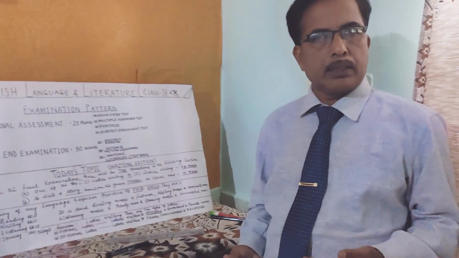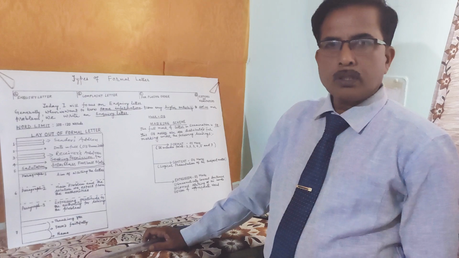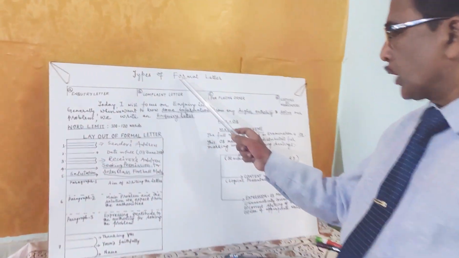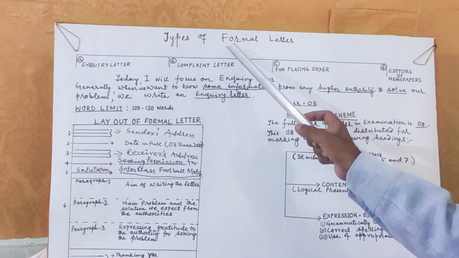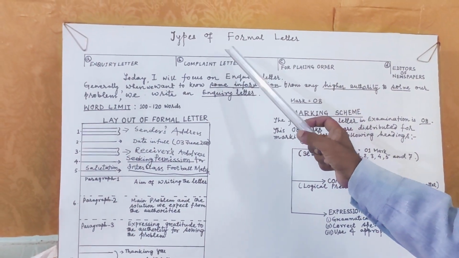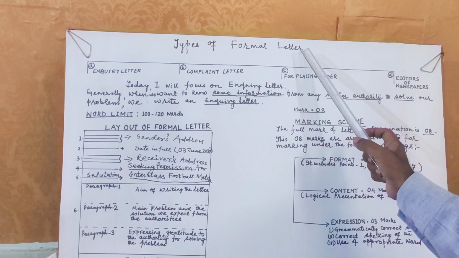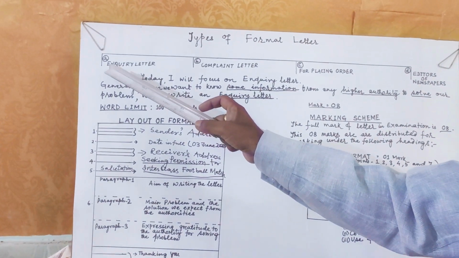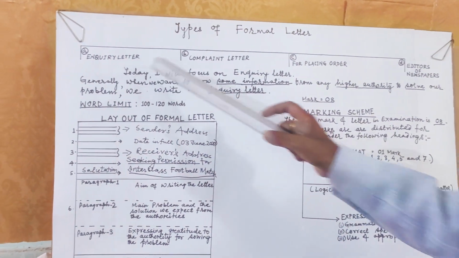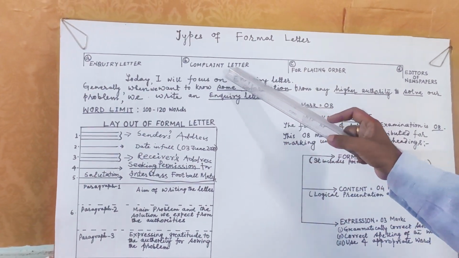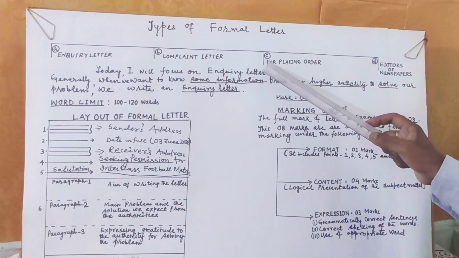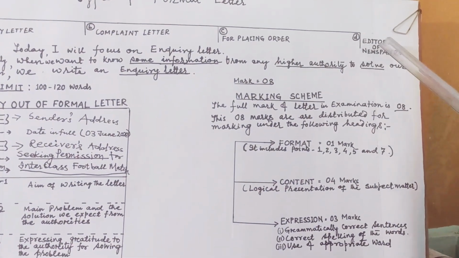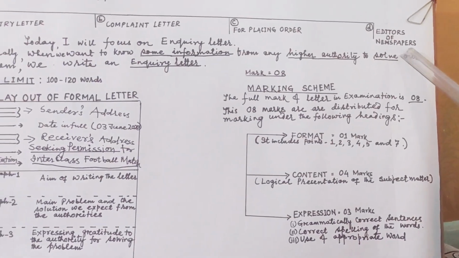Let's move to the next part. Well students, now please look at the board so that here we will get a detailed picture about the types of formal letter. Now, the first type is enquiry letter. Second type is complaint letter. Third is letter for placing order. And the last one is letter to editors of newspapers.